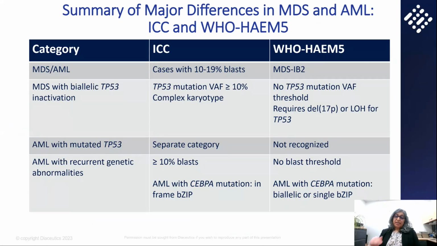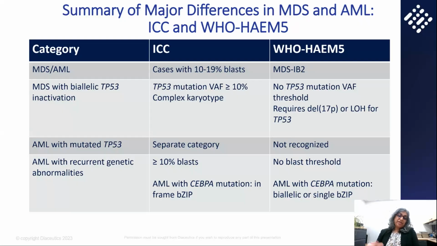So just to summarize the major differences in MDS and AML between the two classifications, I think that is really the most significant difference between ICC and WHO 5th edition for all myeloid neoplasms, this category of MDS and AML. So the first thing is MDS-AML, this category is included in ICC for cases with 10 to 19% blasts, not included in WHO as a separate category. WHO still has these as MDS with increased blasts. The next is MDS with biallelic TP53 inactivation.